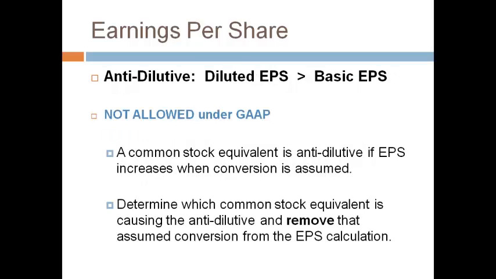Anti-dilutive means that diluted EPS is greater than basic EPS. This is not allowed under GAAP because it will not be a worst-case scenario. If anti-dilutive occurs, do not assume conversion of the convertible that is causing the anti-dilutive situation.